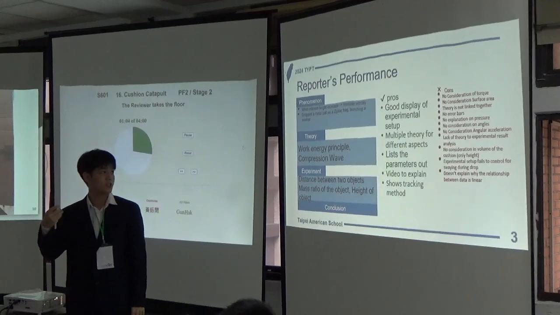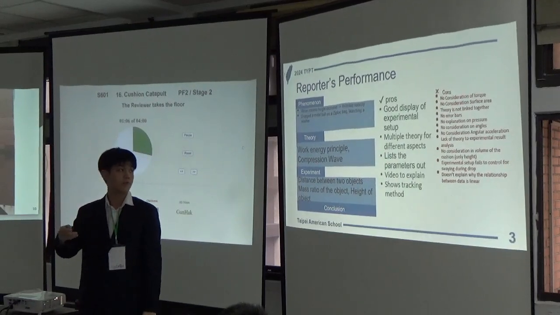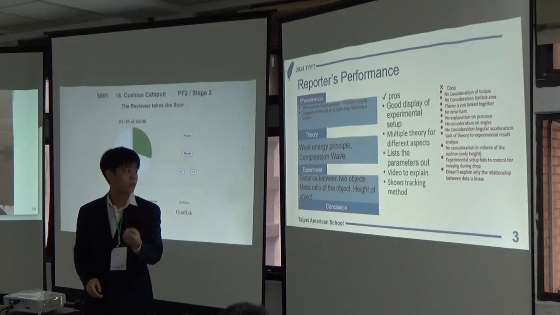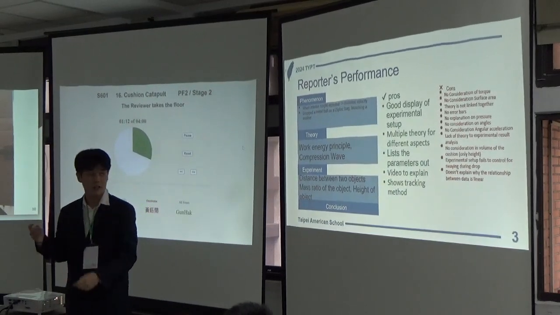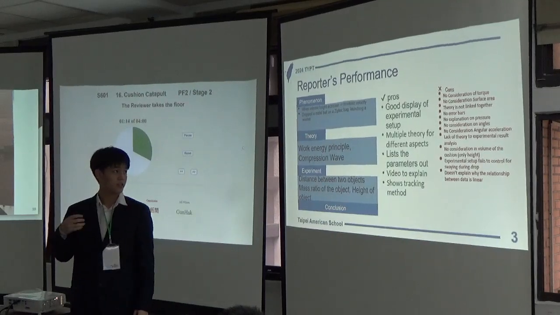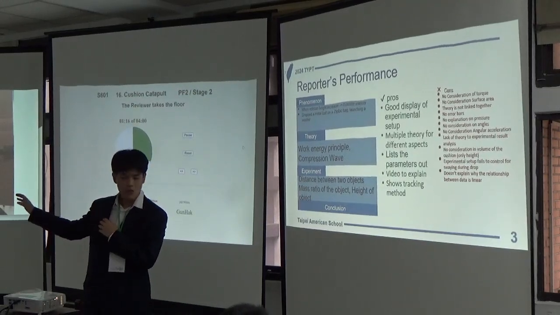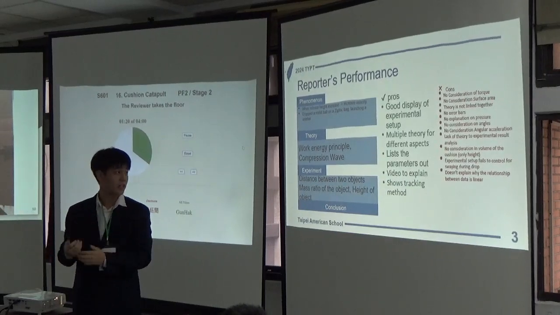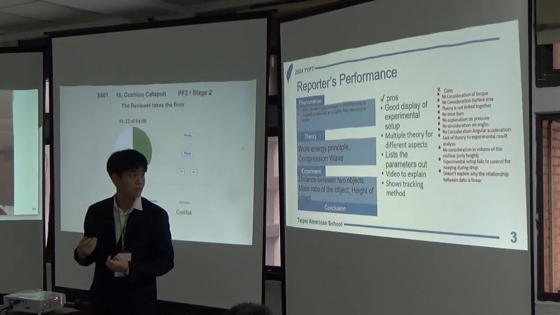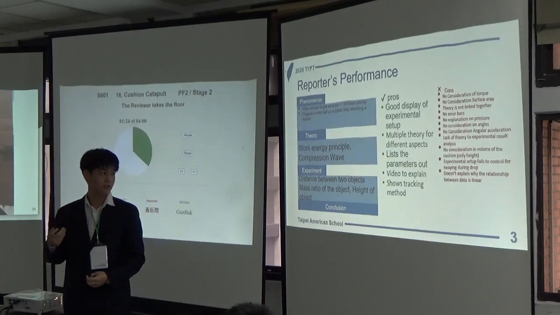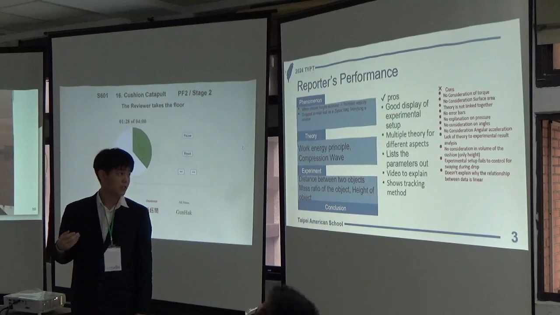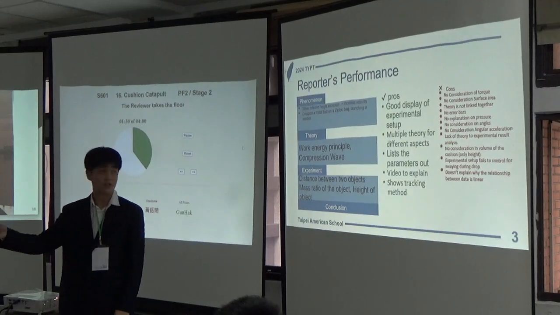The cons: he had no consideration of the torque of the bag, no consideration of surface area, the theory is not linked together, no error bars, no explanation on pressure, no consideration of angles, and no consideration of angular acceleration in his model of conservation of energy. There is a lack of analysis linking theory to experimental results, no consideration of the volume of the cushion, and his experimental setup fails to control the swing during the drop. Also, he doesn't explain why the relationship between the data is linear.